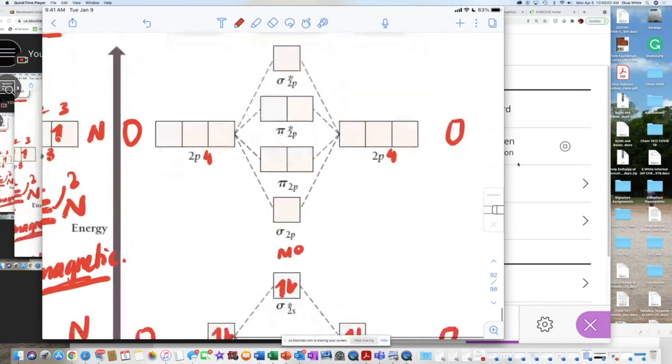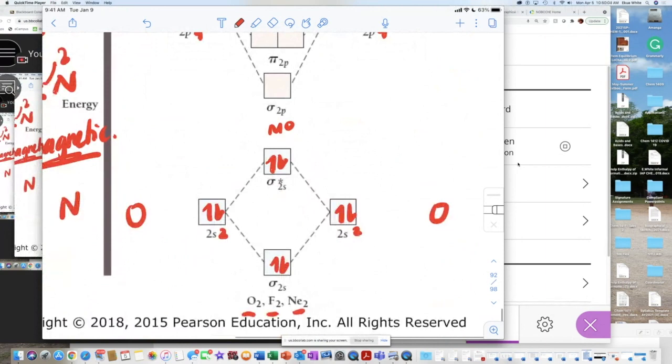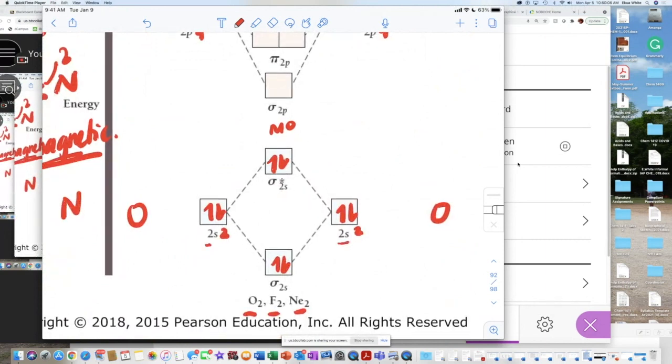Okay. Now, you can choose to include the 2s when you're figuring out the bonding order part. Some people leave it out because the number of electrons here matches the number of electrons here, so they kind of cancel each other out. It's okay to do either.